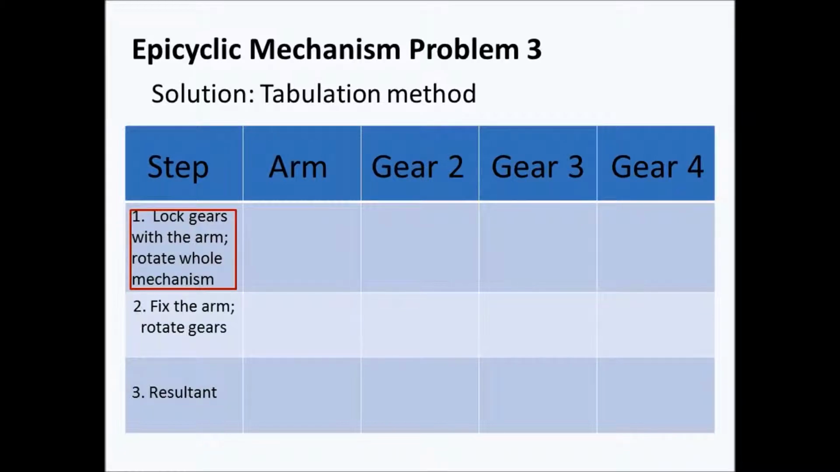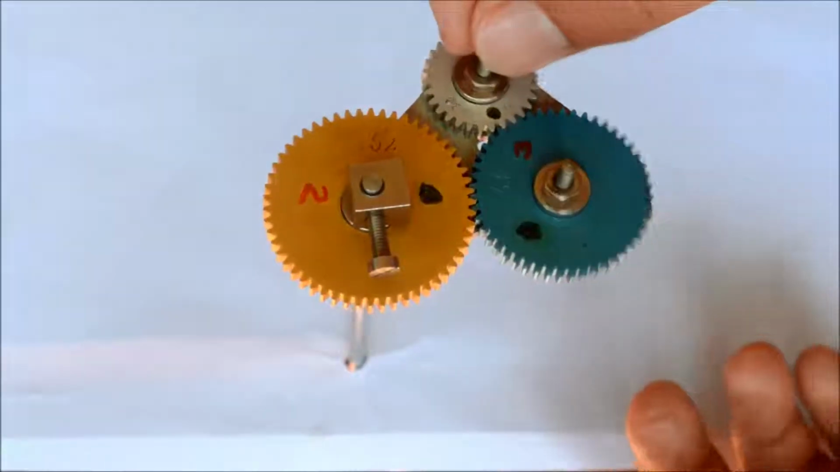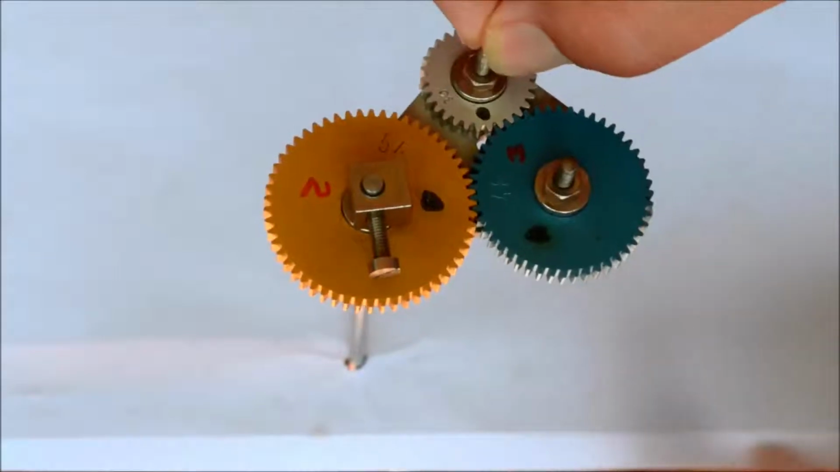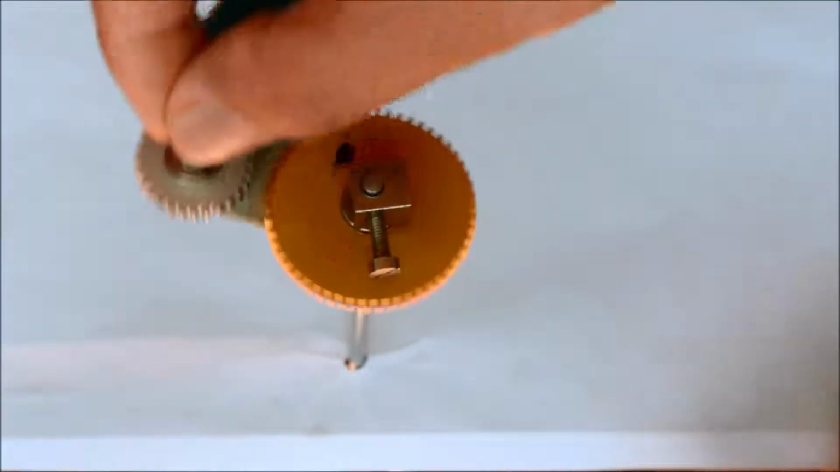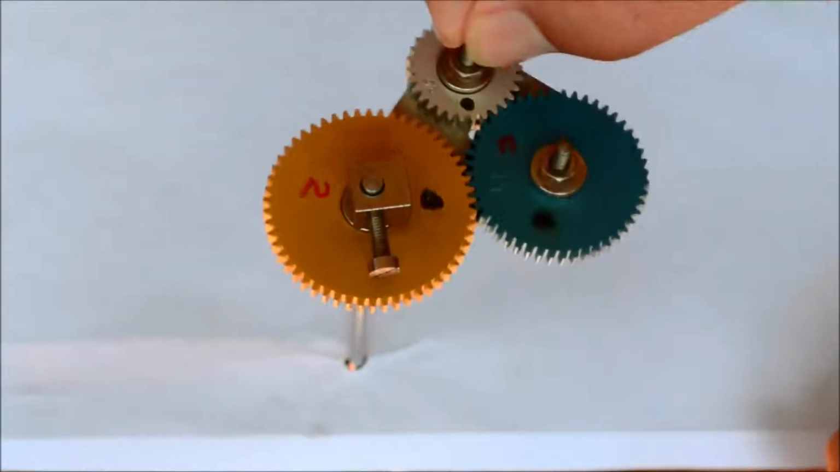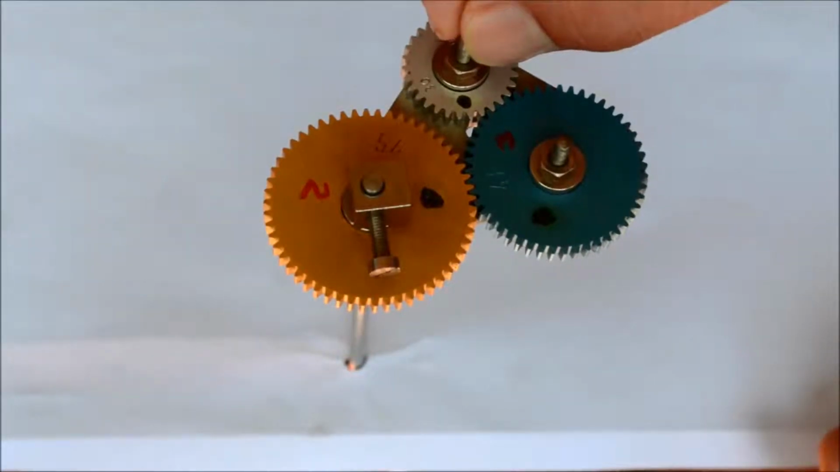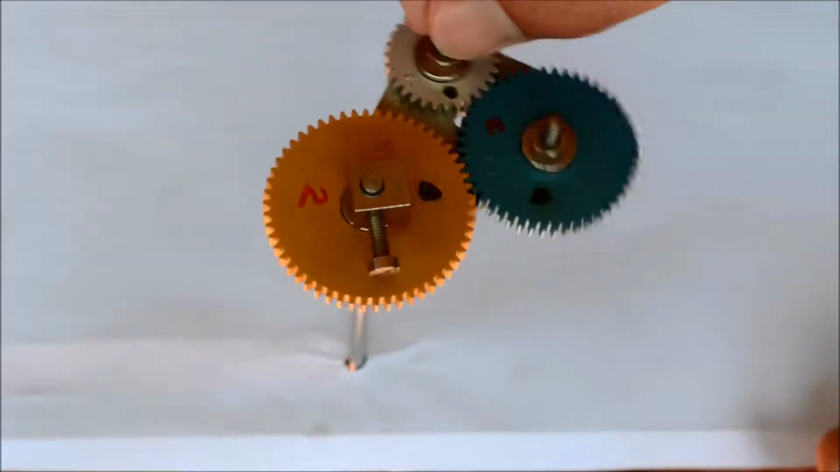As we put -3 in these boxes, we can see that the actual mechanism is rotating 3 times in the counterclockwise direction as one body, including gear 2. So we can put -3 in these boxes.